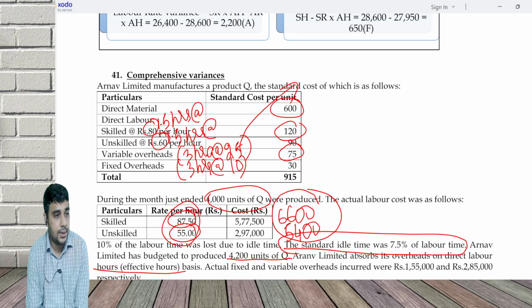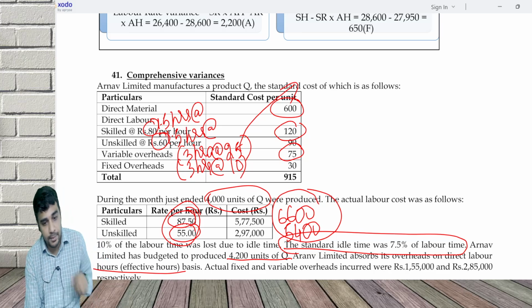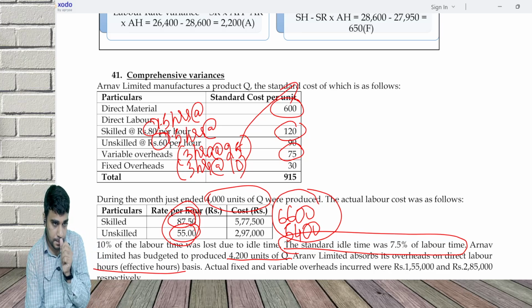Once this is done, I'll then discuss the theory question. I'm not sure I'll start budgetary control, but I'll start discussing the theory question of standard costing. Let's see how much time that takes. Any number, if there is a doubt, let me know.